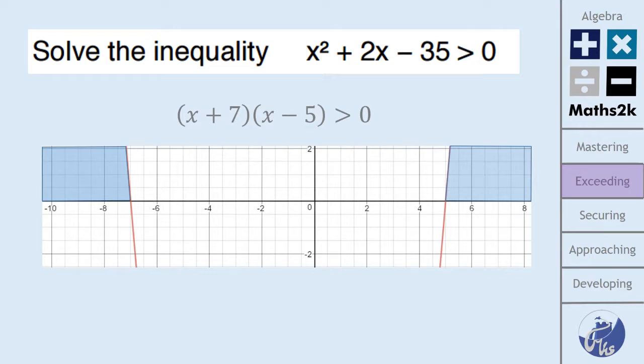Similarly, on the right hand side, you're going to want any value of x which is greater than 5, because any value of x which is greater than 5 is also going to give you a positive number on that left hand side. So when it comes to writing your final answer, you have two possibilities. X is either less than negative 7 or x is greater than 5. And so this is one type of inequality problem that you may come across.